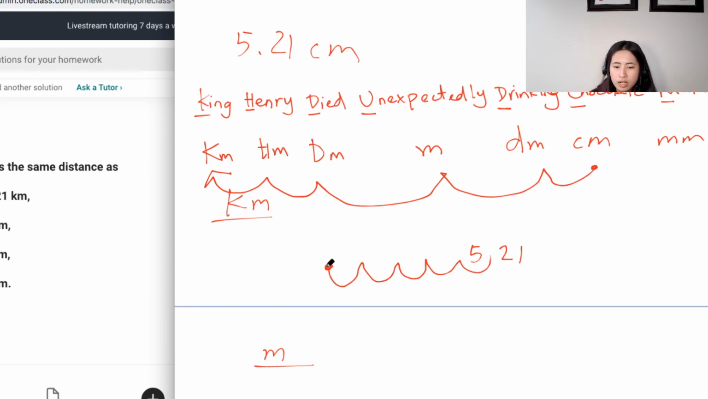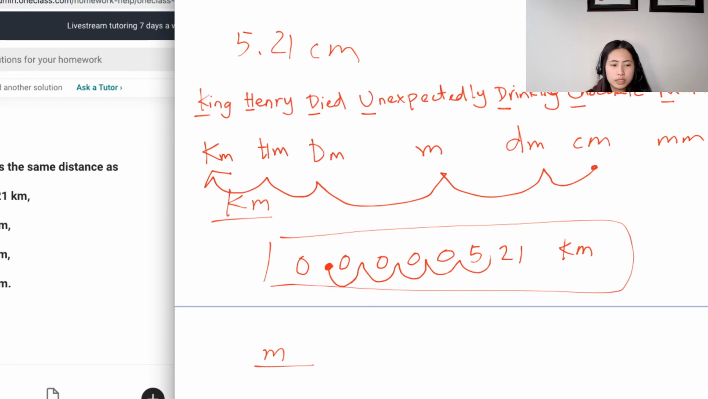And then you mark this over here. So in that case, this would be 0, 0, 0, 0. Anytime you don't have anything right here, you're going to place a 0, right? So in that case, from 5.21 centimeters, this is actually 0.0000521, and this is now in kilometers. So this is your final answer.